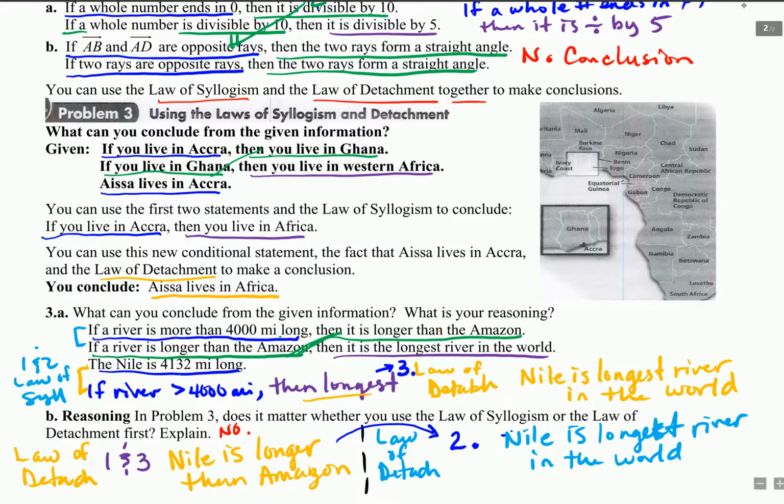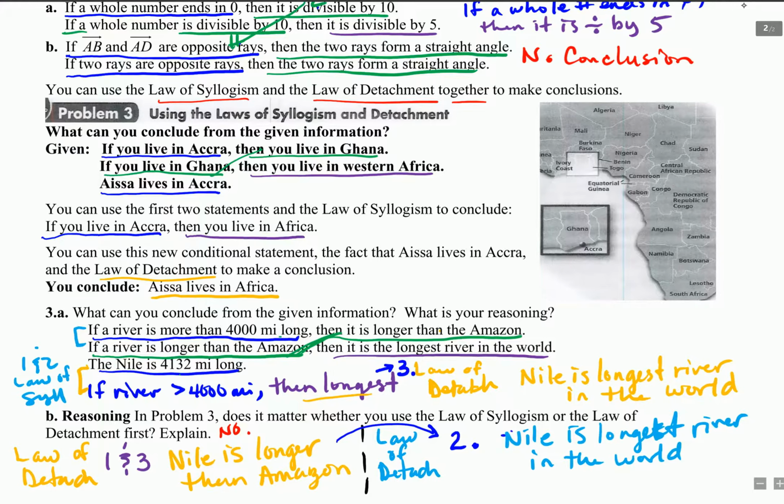So now we have a new statement here, and let's look at statement 2. Statement 2 says if a river is longer than the Amazon. Well, we meet that requirement with our new statement, so then we can use the law of detachment again and say the result is true. Then it's the longest river in the world, so we can say the Nile is the longest river in the world. We get to the same result either way. So it doesn't matter what we do first, it just matters that we use the rules.